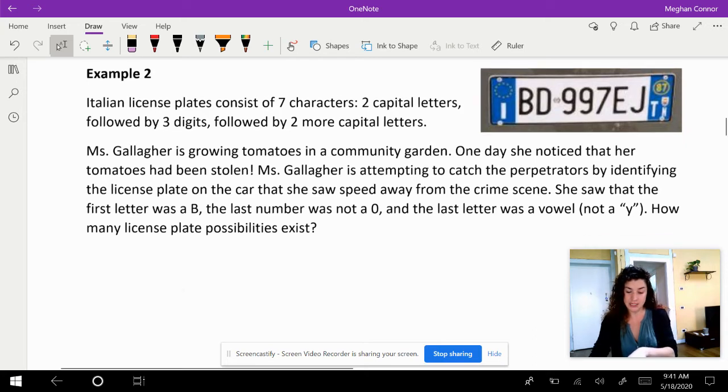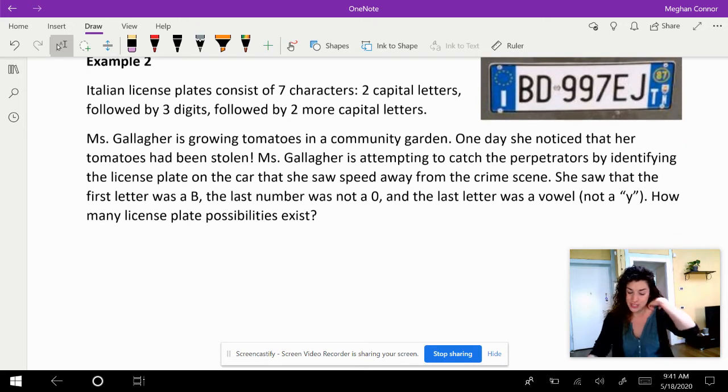Miss Gallagher is growing tomatoes in a community garden. One day she noticed that her tomatoes had been stolen. Miss Gallagher is attempting to catch the perpetrators by identifying the license plate on the car that she saw speed away from the crime scene. She saw that the first letter was a B and the last number was not a 0, and the last letter was a vowel, not a Y. How many license plate possibilities exist?